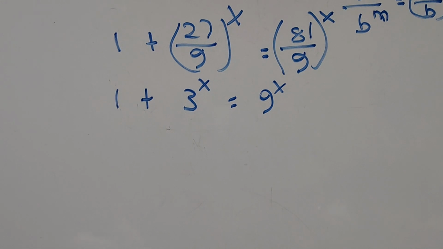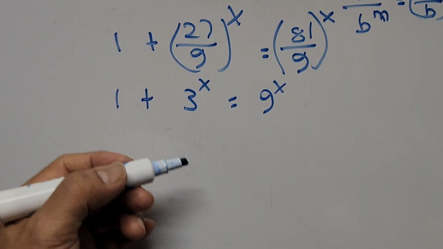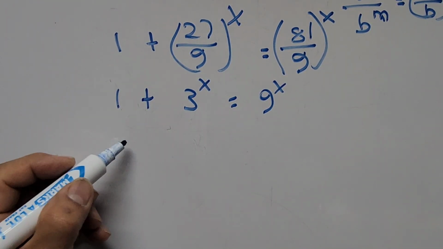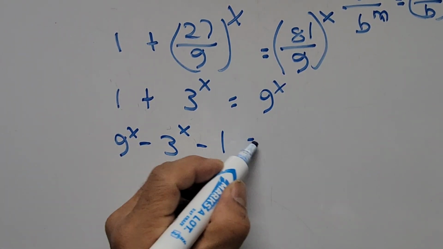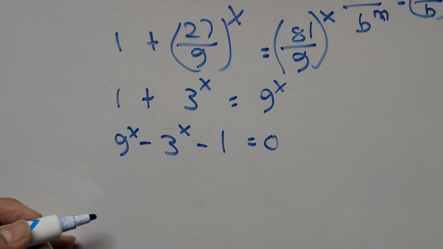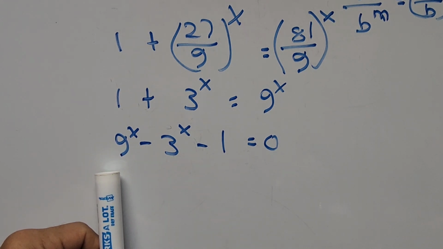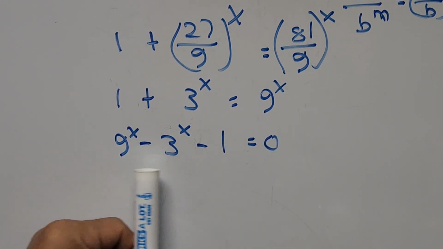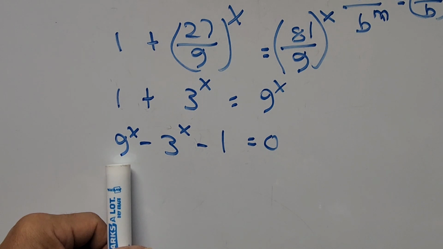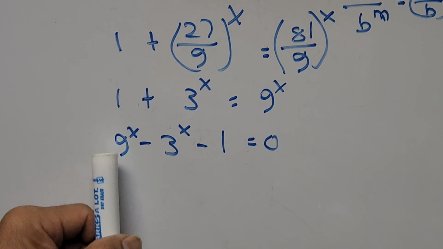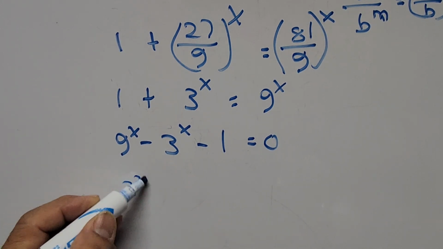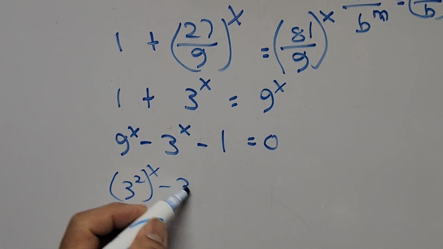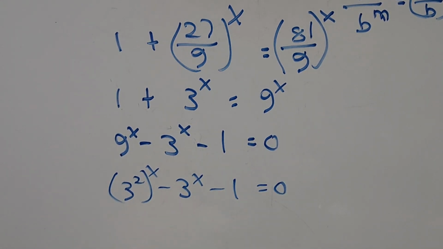And so from here we're combining all the terms to one side of the equation. So we have 9 to the power of x minus 3 to the power of x minus 1 equals 0. Do you see any relationship of the terms of this equation? Base 3, base 9. Can we convert base 9 to base 3? We sure can, right? Because 3 squared is 9. So let's do that. So now we have 3 squared to the power of x minus 3 to the power of x minus 1 equals 0.